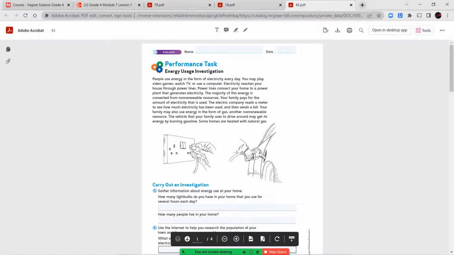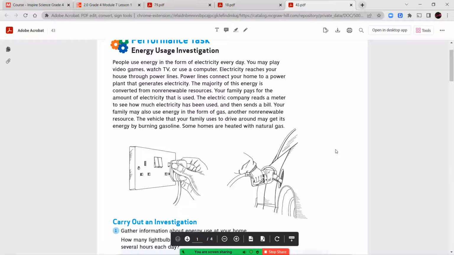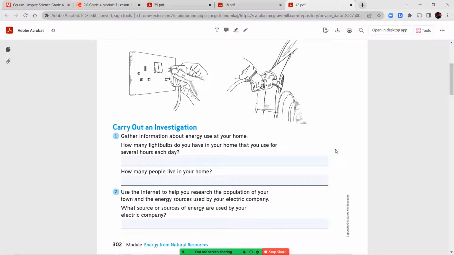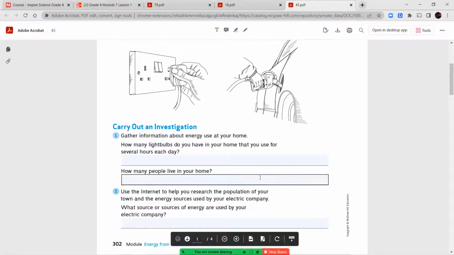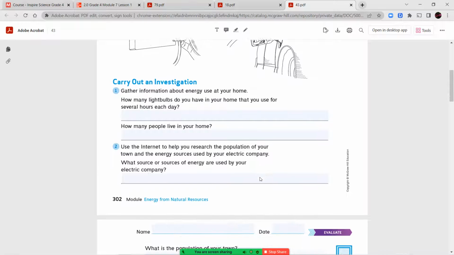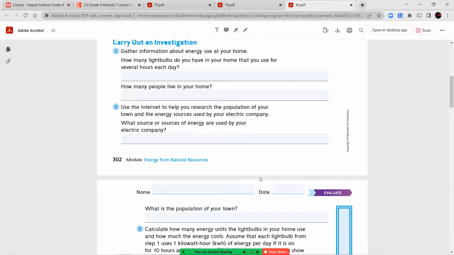After you've completed those pages, we're going to go ahead and take a look at the last parts of our lesson, the performance task. You're going to carry out an investigation, and this is one that you're going to do at home. So you have to figure out how many light bulbs you have in your home that you use for several hours a day, how many people live in your home, and then you're going to have your parents help you use the internet to research the population of your town and the energy sources used by the electric company.